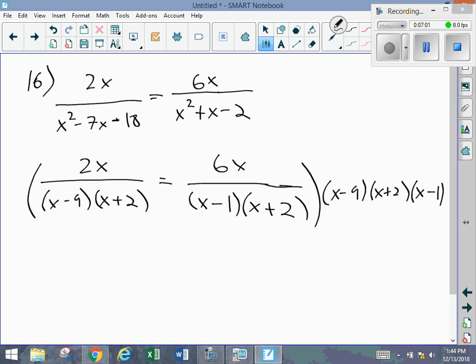So I'm multiplying it by this term on the left-hand side of my equal sign, right? What's going to cancel out? It's going to be my x minus 9 and my x plus 2. So what's going to be left? X minus 1. And the thing that'll be left over here is going to be the x minus 9.